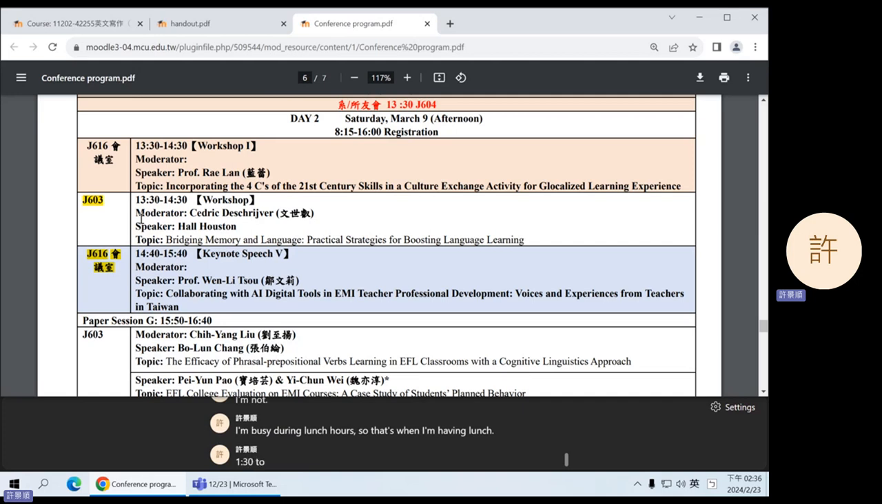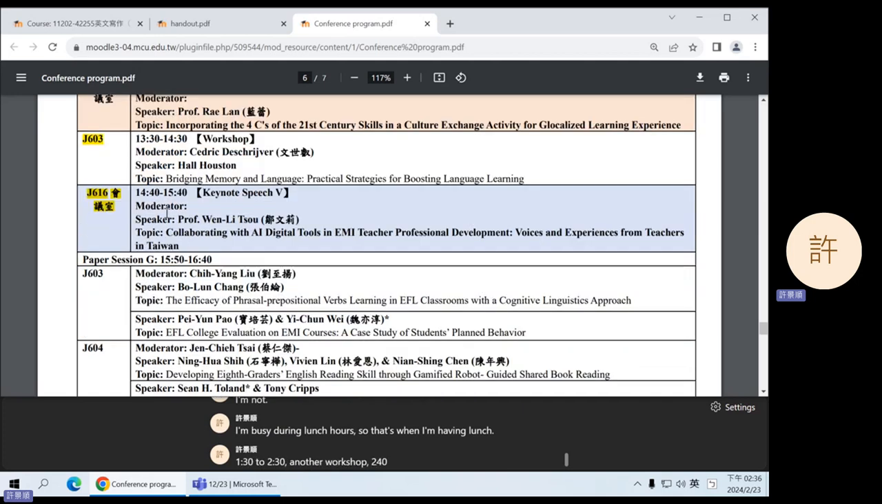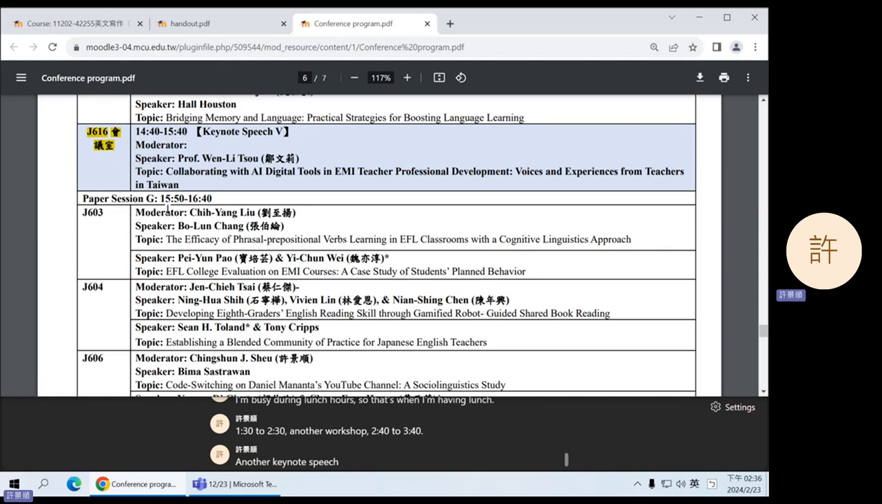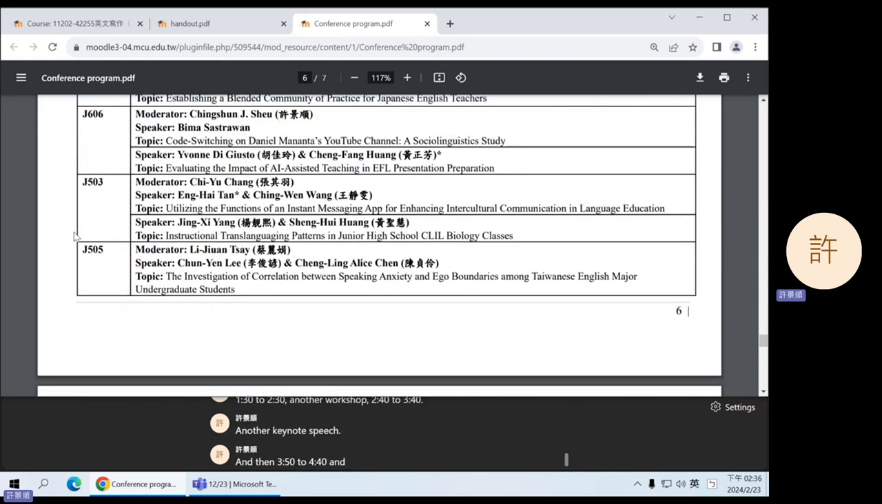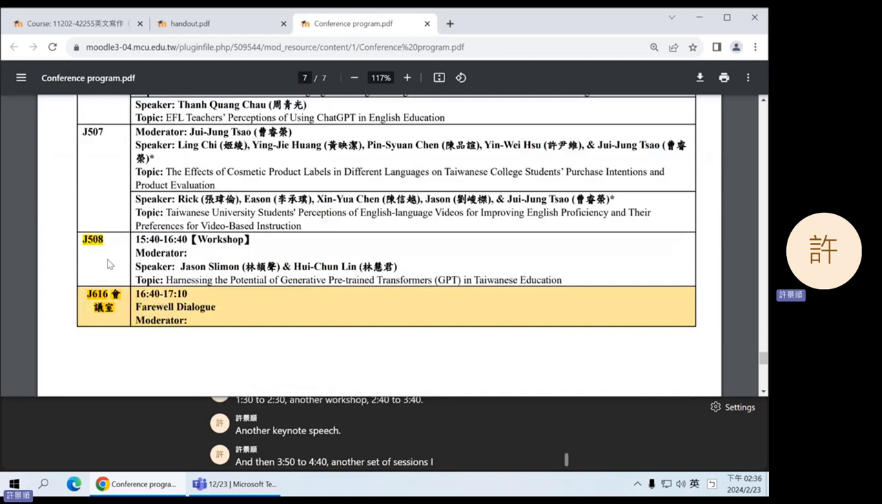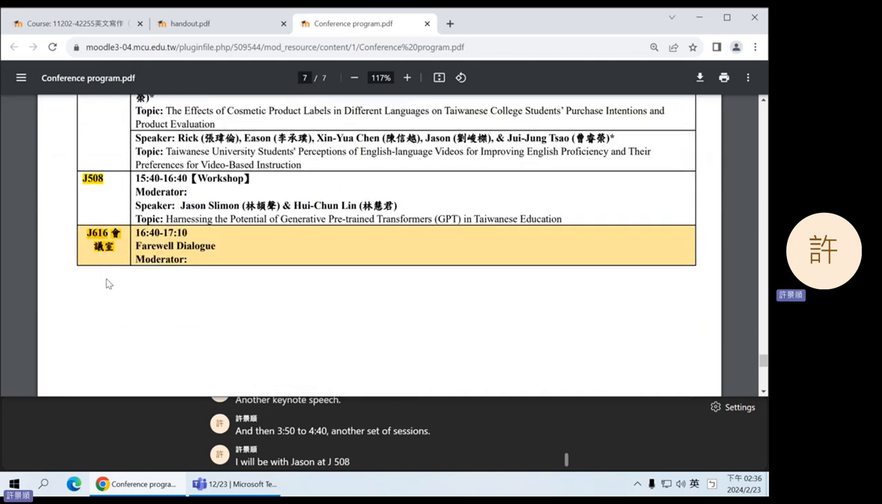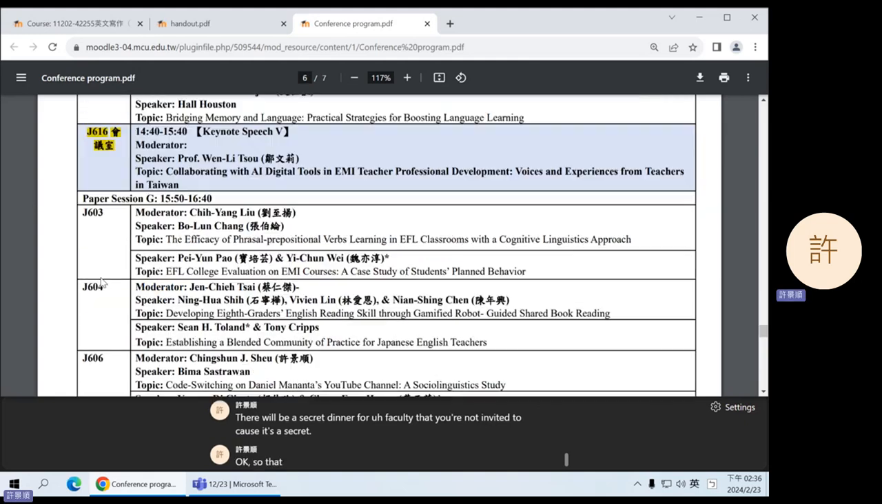1:30 to 2:30, another workshop. 2:40 to 3:40, another keynote speech. And then 3:50 to 4:40, another set of sessions. I will be with Jason at J508. And then the closing ceremony, which we call a farewell dialogue. And then there will be a secret dinner for faculty that you're not invited to because it's a secret. Okay, so that is the conference program.